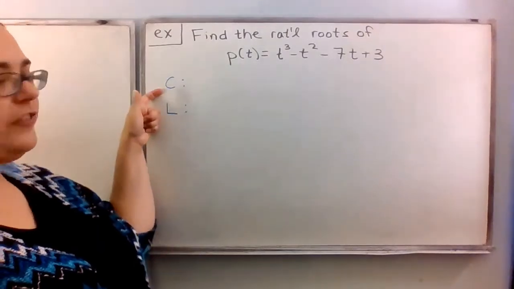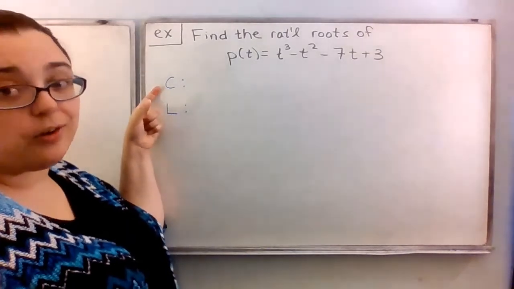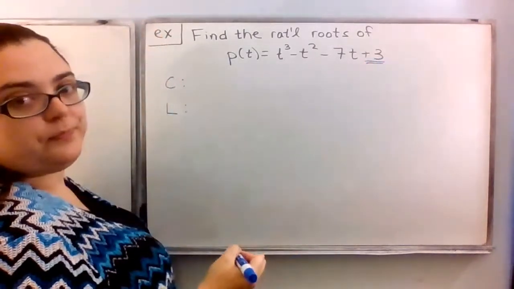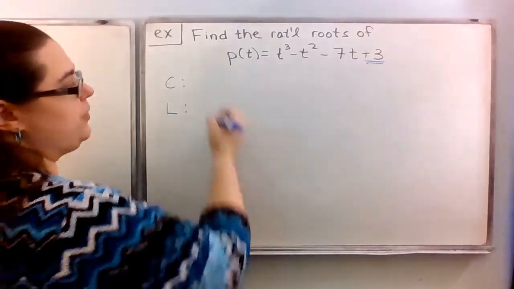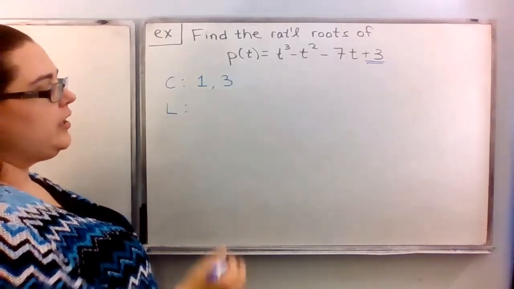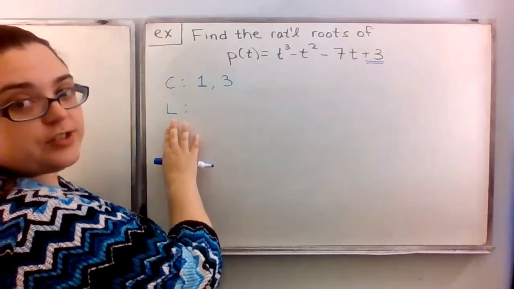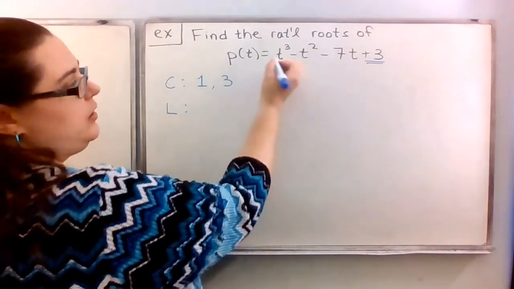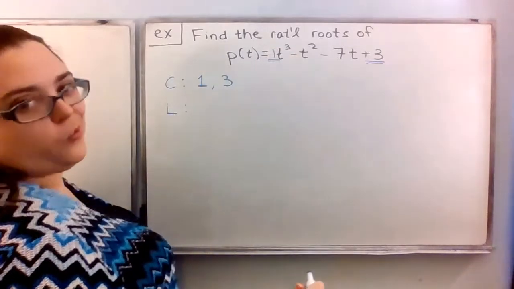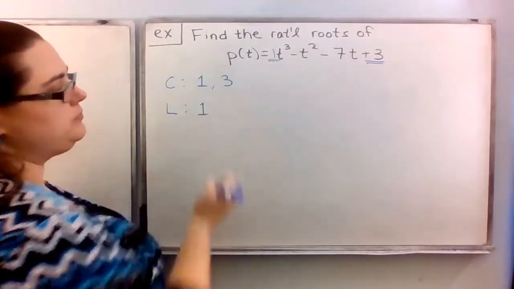C are factors of the constant term. So our constant term is this 3. So our factors of 3 are 1 and 3. L are the factors of the leading coefficient. So our leading coefficient here is a 1. So our only options here are 1.